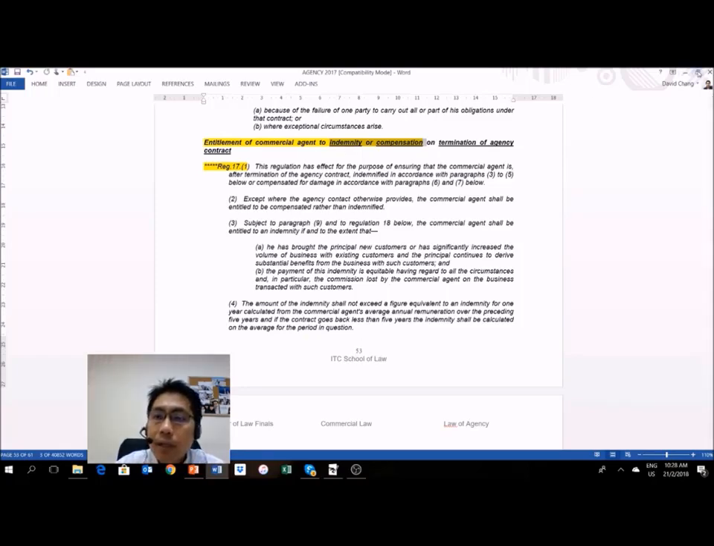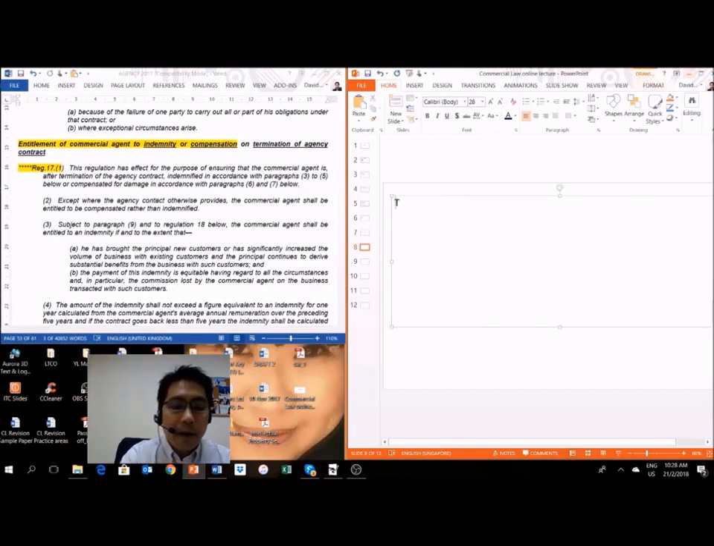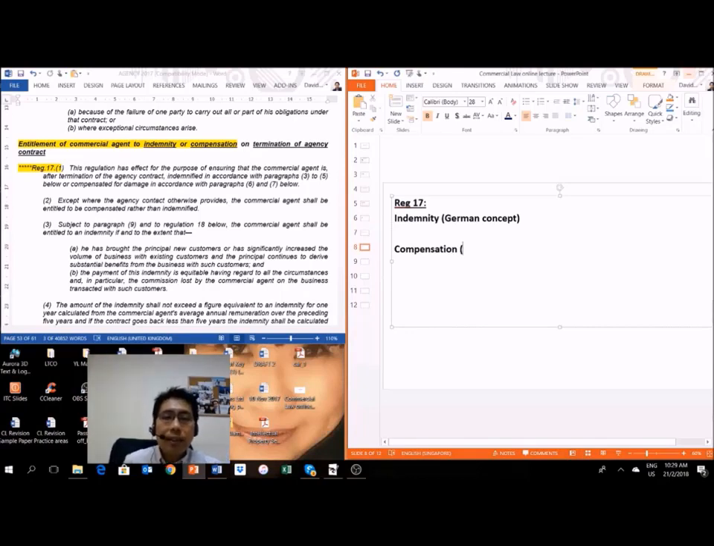Let me illustrate this here in your slide. When we talk about Regulation 17 and the concepts of indemnity and compensation, you must realize that this indemnity is actually based on a German concept, or German rule, German principle, whereas compensation, although I know that we do use similar words, a similar term in UK or English law, has a different meaning. It's based on the French concept.